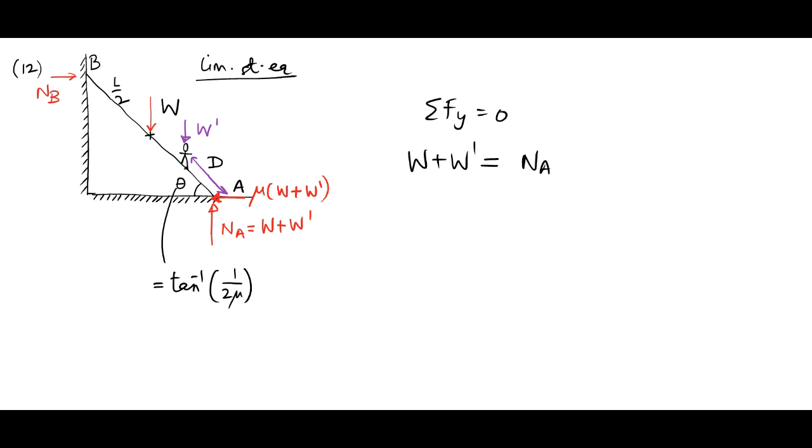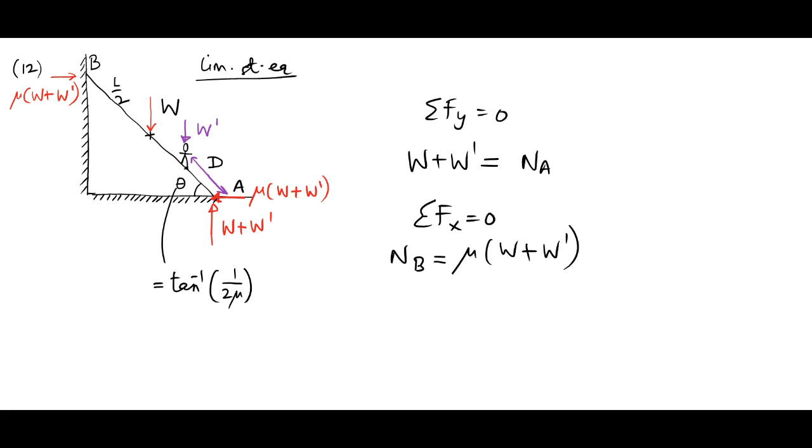Then I can apply sigma Fx is equal to 0, and it means the rightward force must balance the leftward force. So NB is the rightward force. The only other force having a horizontal component is mu times W plus W dash, it's leftward. So NB must be mu times W plus W dash. I'll just replace NB with that, and of course the question asks us to find the value of D.